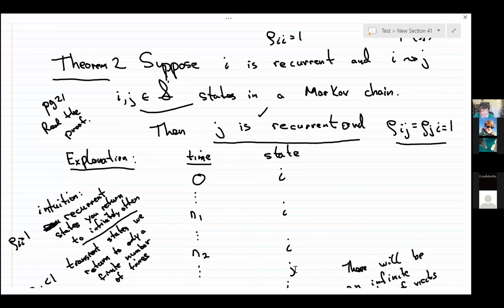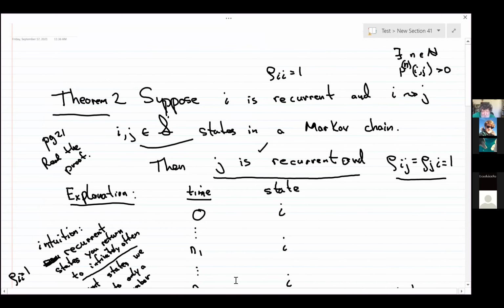So this is a pretty nice result. Now, if we take a step back from the explanation, it's telling you that if you're at a recurrent state, any recurrent state, and it leads to anywhere else, where it leads to is another recurrent state. And the chance of getting to there or coming from that state back to the other is 1.